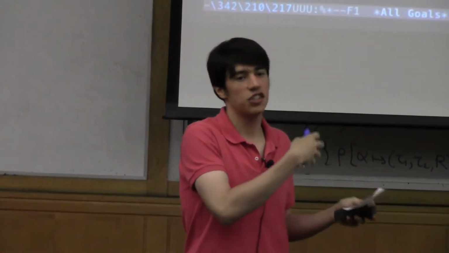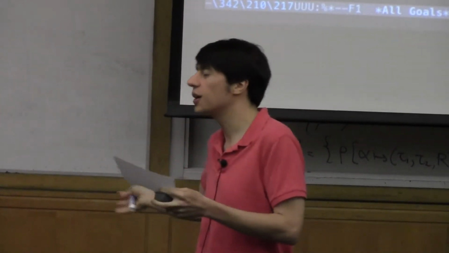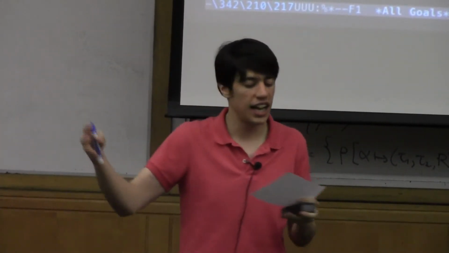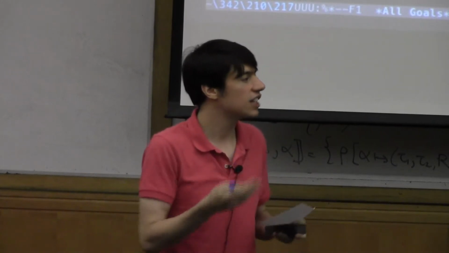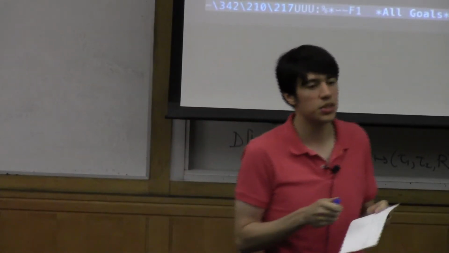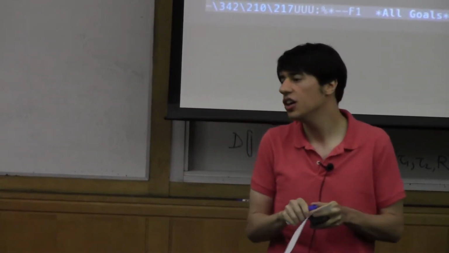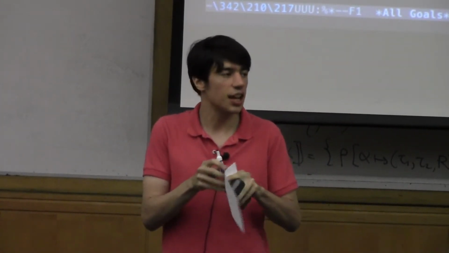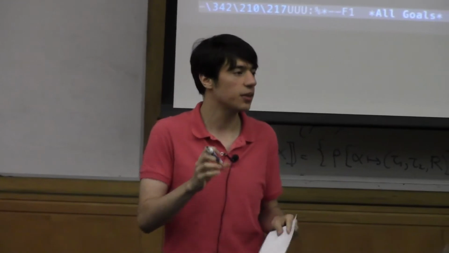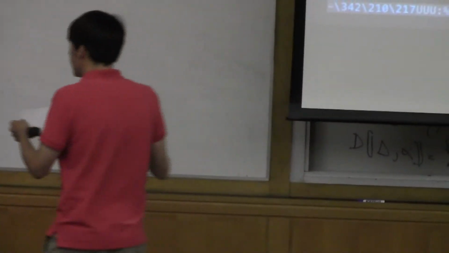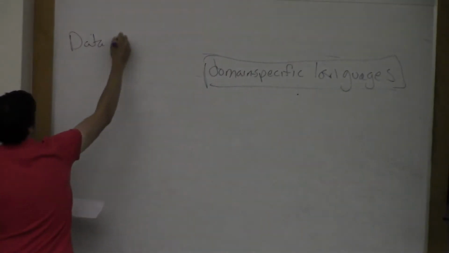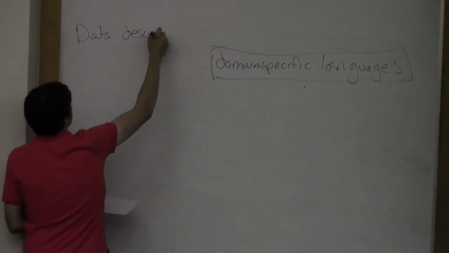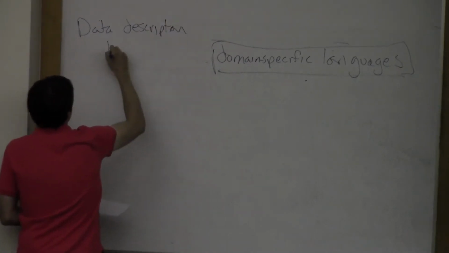So you might have special syntax for programming those tasks, or you might have special invariants that hold for all programs in your domain-specific language, or you might have a special type system for your domain-specific language. These are the kinds of things we want to capture. So today we'll look at an example called data description languages.